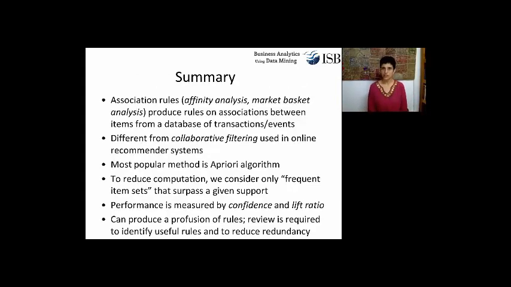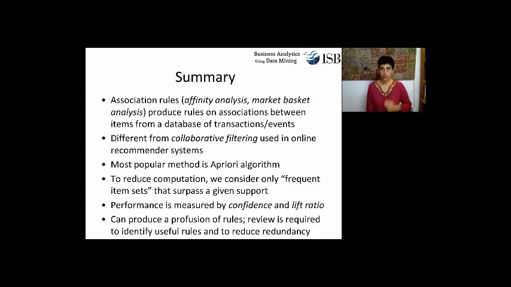So to summarize, association rules, also called affinity analysis, market basket analysis, produce rules on association between items or columns. And in particular, we're looking at databases of transactions or events of interest. This is not the same as recommender systems that use collaborative filtering. And the most popular method for generating the rules is the a priori algorithm. This helps us find a fast computational way of generating rules from a large transactional database.